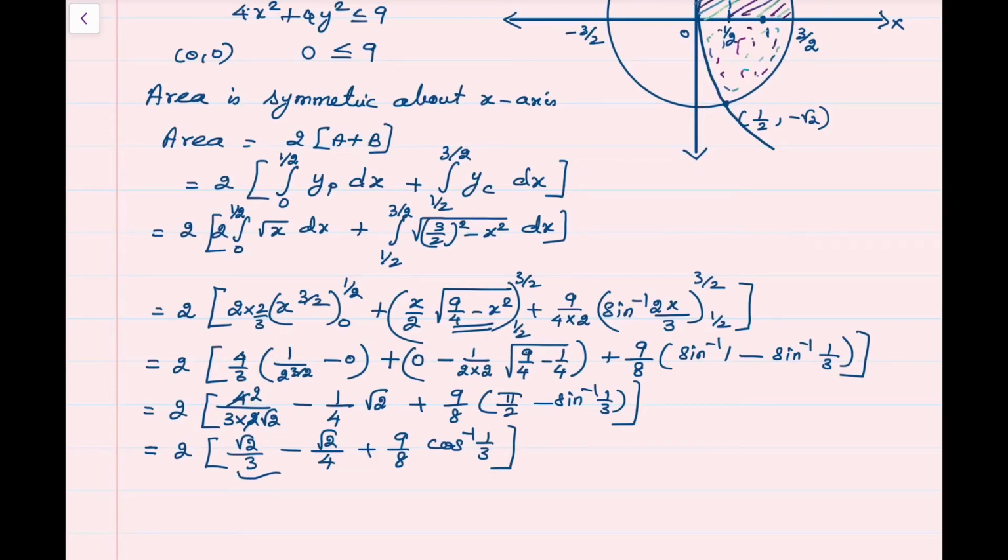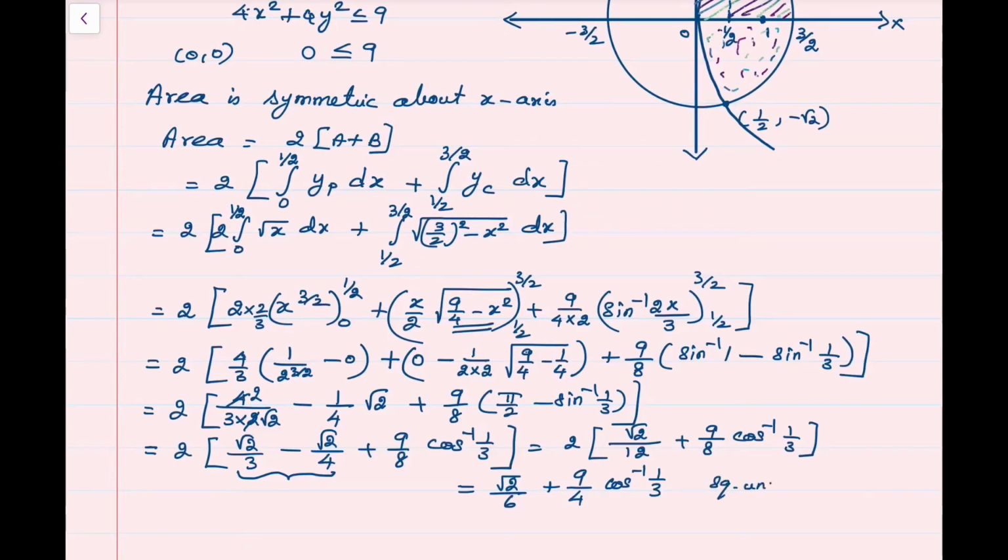And these two are like terms. We will take LCM and simplify. 12 is the LCM. 4 root 2 minus 3 root 2 is root 2 plus 9 by 8 times cos inverse of 1 by 3. The answer is root 2 over 6 plus 9 by 4 cos inverse of 1 over 3 square units. Or you may give the answer in terms of sine inverse also.